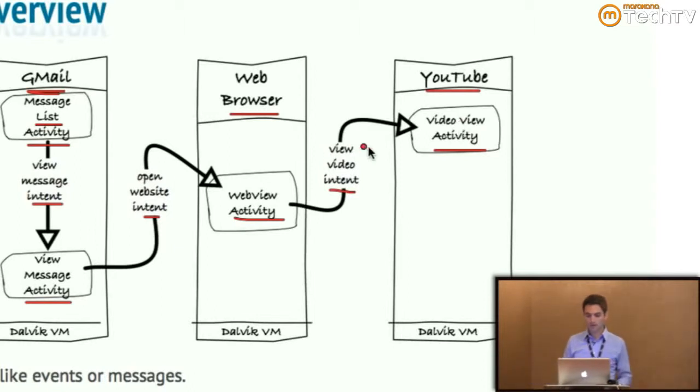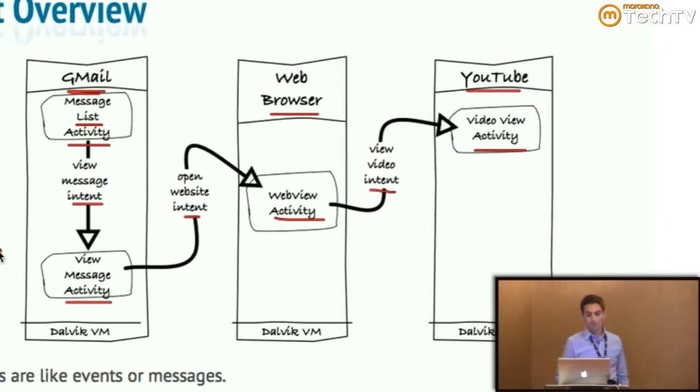You can also go back, right? You can unroll this whole path. So those are intents, and that whole path is called a task. Now, intents can be both implicit and explicit. And this is an interesting feature.